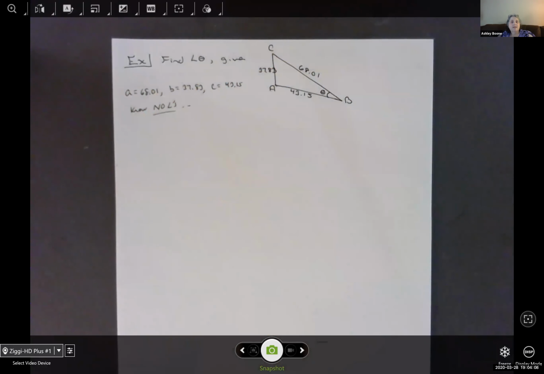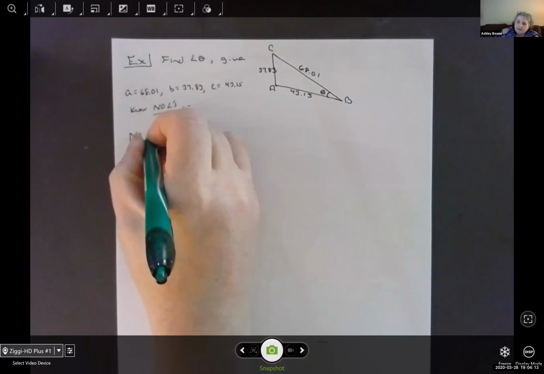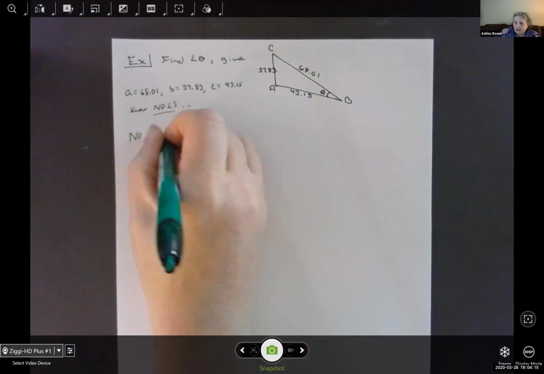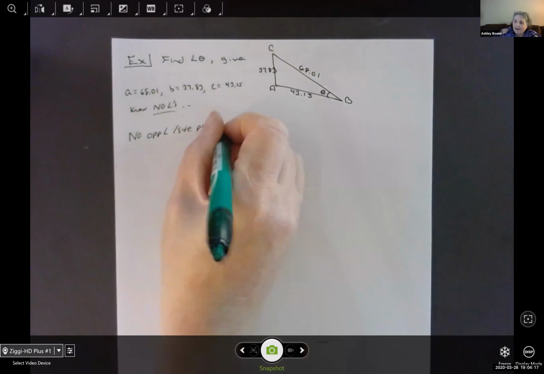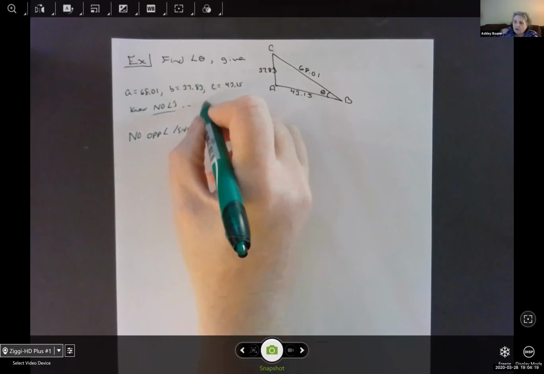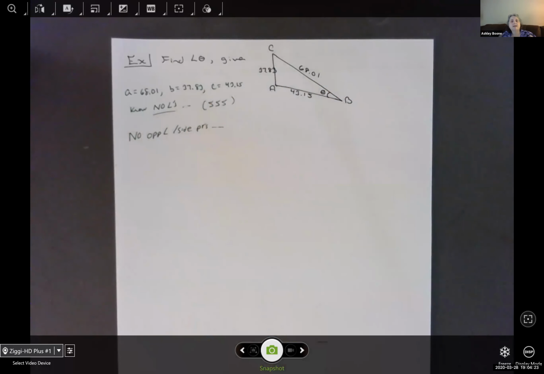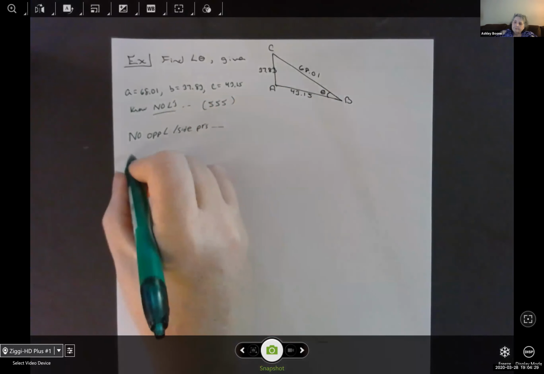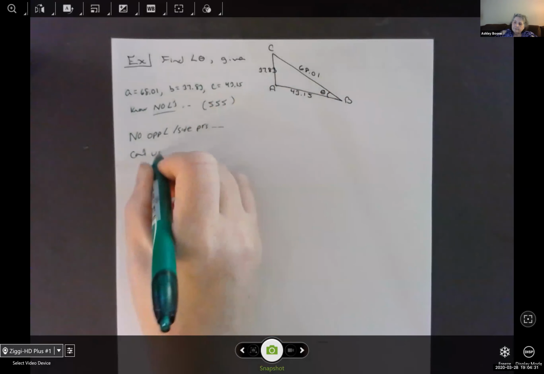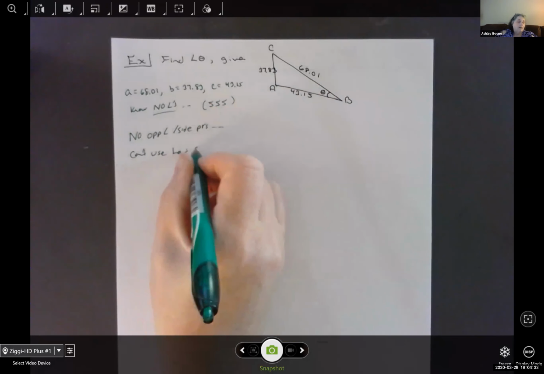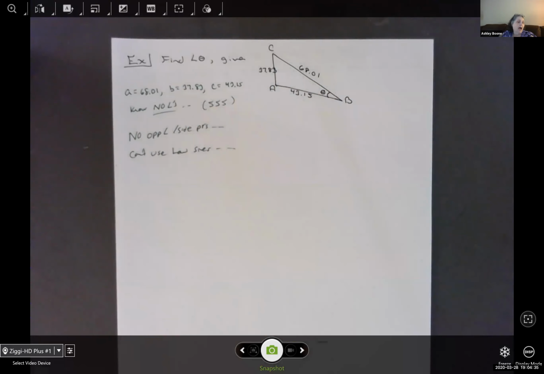So since I don't have any angles, I definitely have no opposite angle side pairs. I have a triangle where I only know the three sides. A side, side, side triangle. I don't know any angles, so I can't use the law of sines, which is what we had done before, okay? I can use the law of cosines.